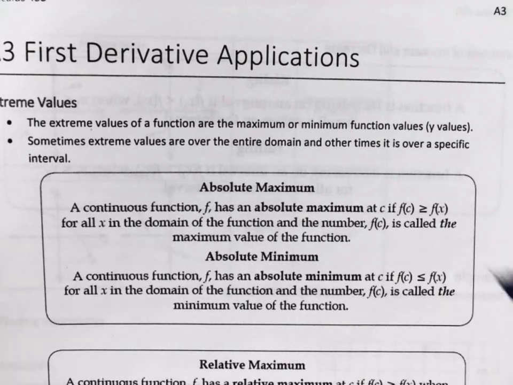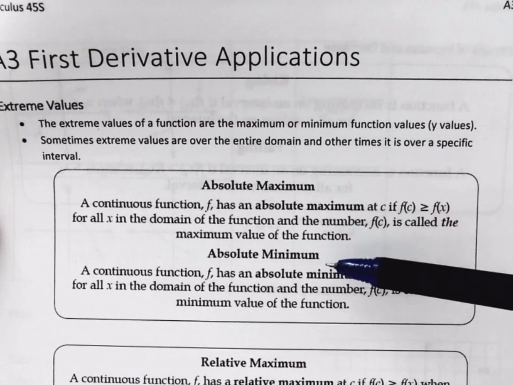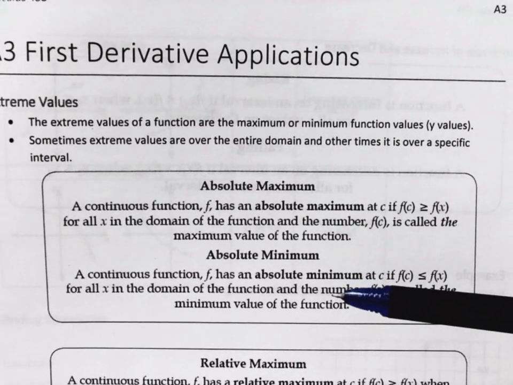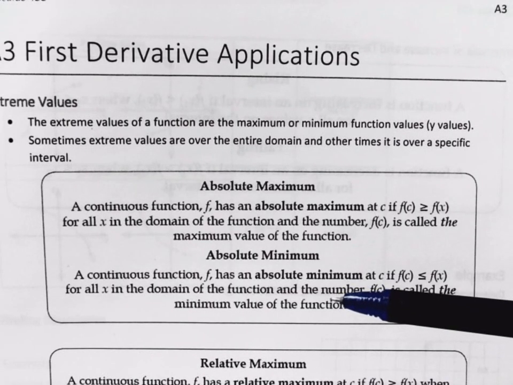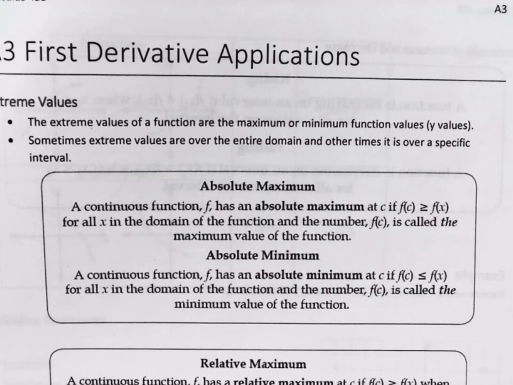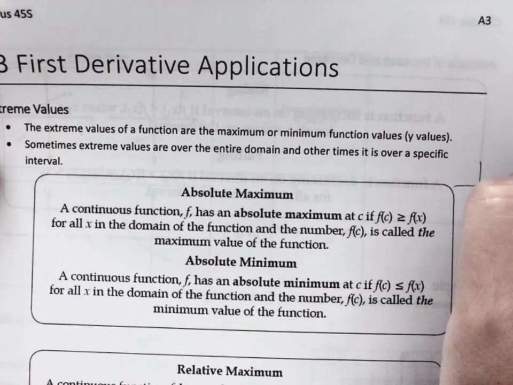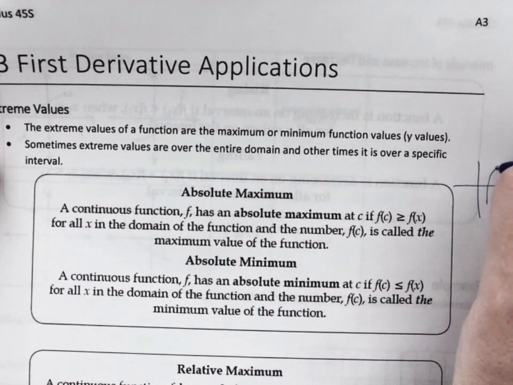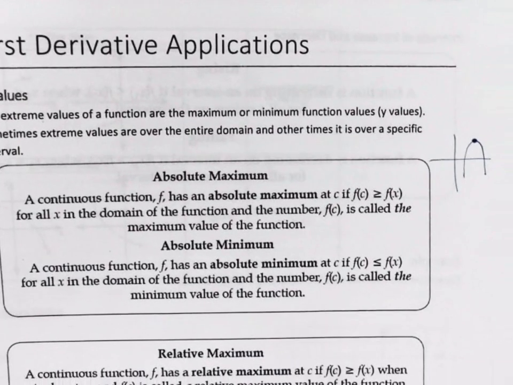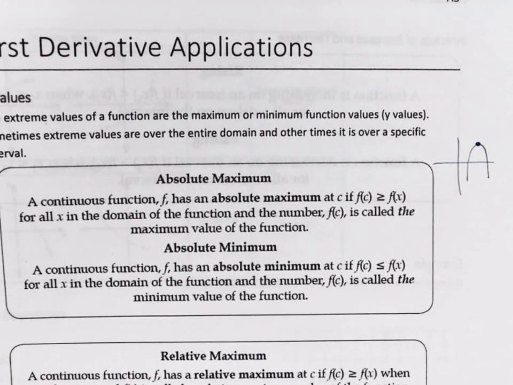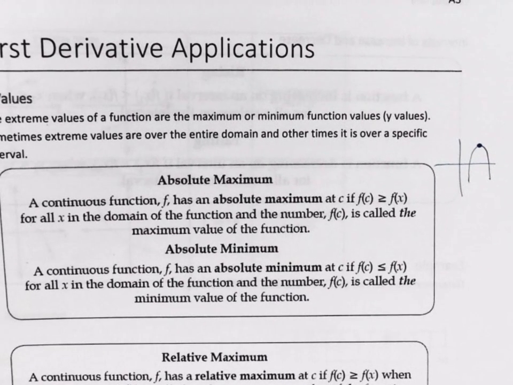So there's two different sets. We have absolute maximums and absolute minimums, and they are exactly what they say. It's a continuous function, and if it's an absolute maximum, that's the highest the graph goes. So let's say our derivative was a parabola, and it opened down. This would be an absolute maximum, because no values on the graph ever go above that.